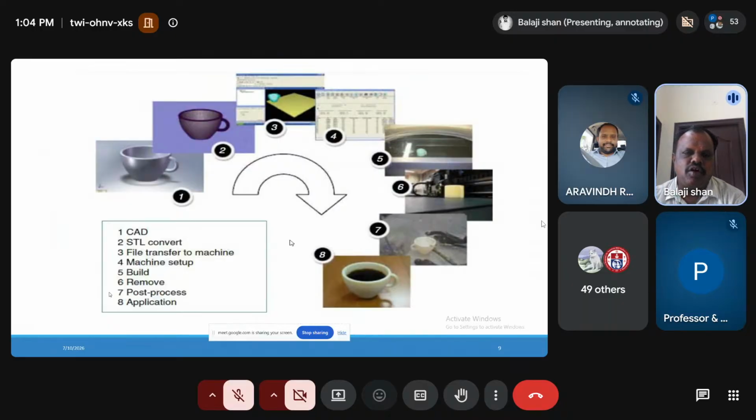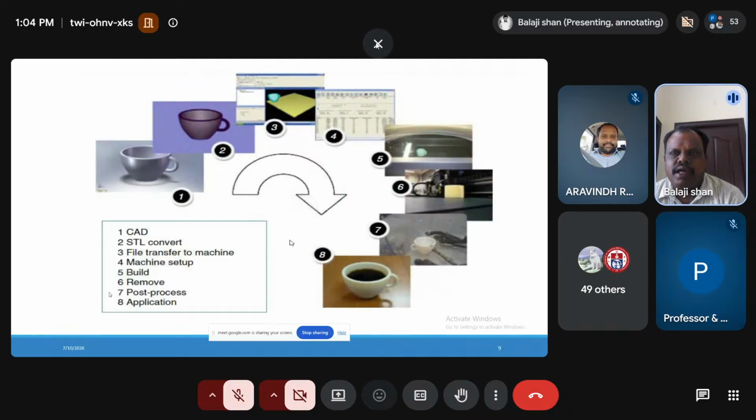Initially, we create the object by using any one of the modeling software, maybe AutoCAD or Pro-E or CATIA or Unigraphics, whatever it may be. After completing the process, we convert the 3D diagram data into the STL file format. Later, the file is transferred to the machine setup based on the machine's input requirements. Then it is formed by using any one of the additive manufacturing technology methods.